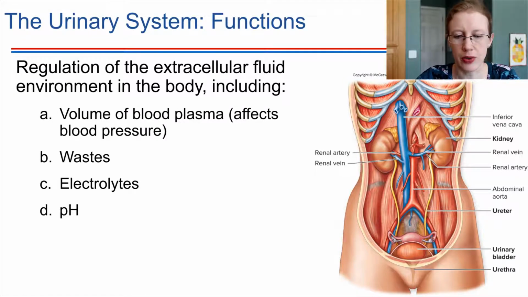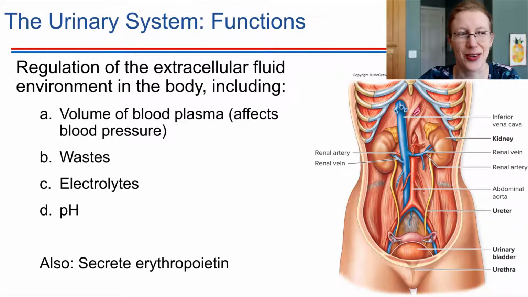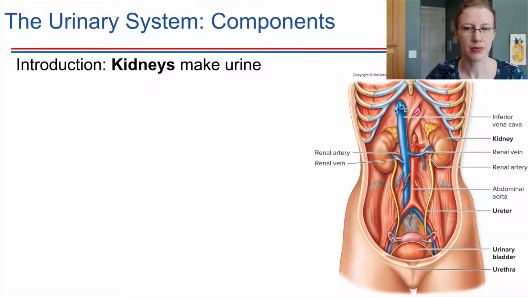Just as a reminder, in the past, when we were talking about blood, we mentioned erythropoietin. This is a hormone that's secreted by the kidneys, and it leads to the production of red blood cells.